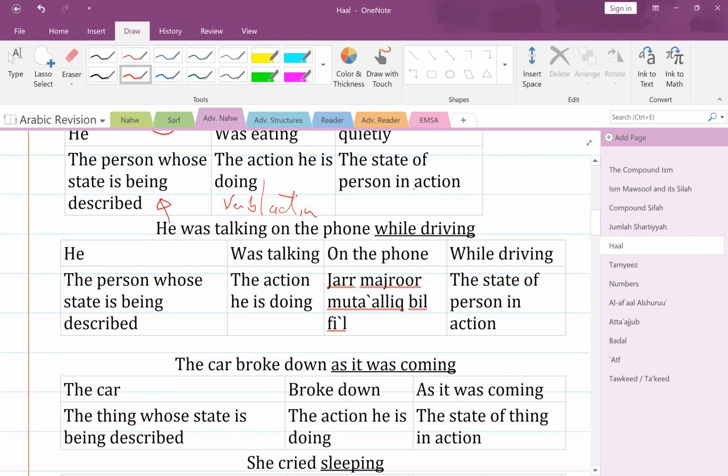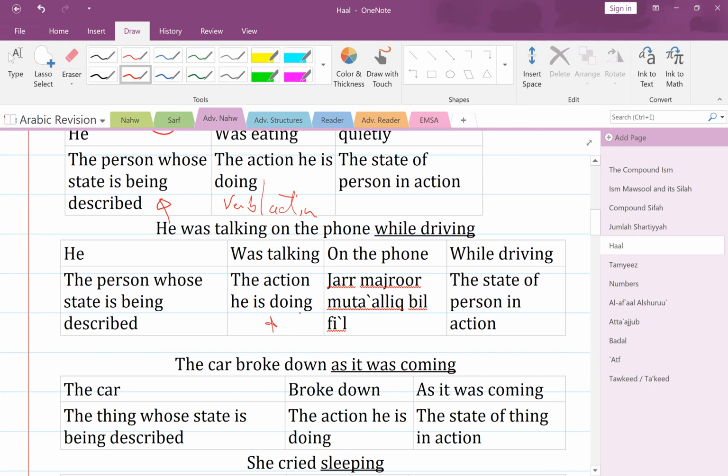Again, he was talking on the phone is a complete sentence. We add while driving, it describes how the action took place. So he was talking on the phone. How was he talking on the phone? While driving. Okay. So again, he is the Sahibul Hal, was talking is the action.